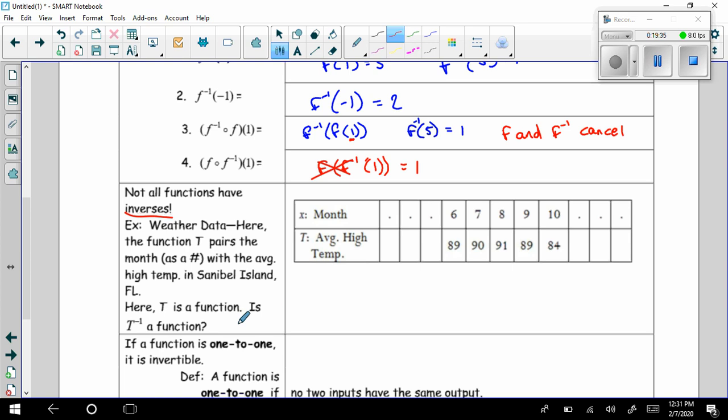What we need to look at to see is whether the inverse is a function. And so if we look, keep in mind these are our x values, right? We have 6, 7, 8, 9, 10. These are our y values. But if we flip this table and we make these our x values and these our y values, then hopefully you'll see right here, the x values are repeating. And so because the x values are repeating, this is not a function.